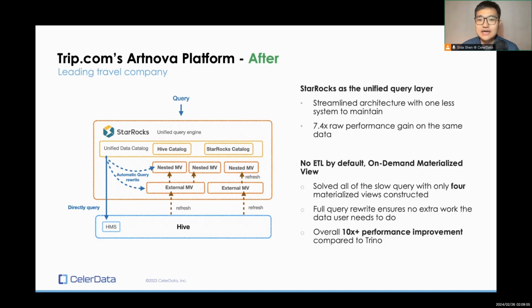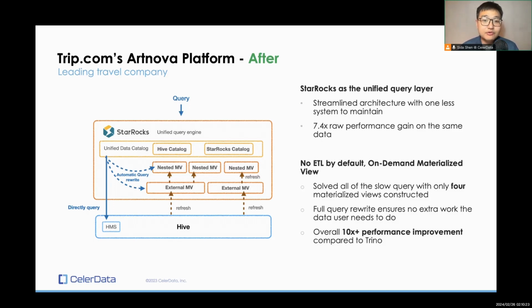But this is not the point I'm trying to make. The point is how Trip.com solved all of the slow queries. They were doing what I was saying about materialized views: query the original schema first, and then use materialized views plus the query rewrite capability to add pre-computation afterward. And they were able to solve all of the slow queries with only 4 materialized views constructed.